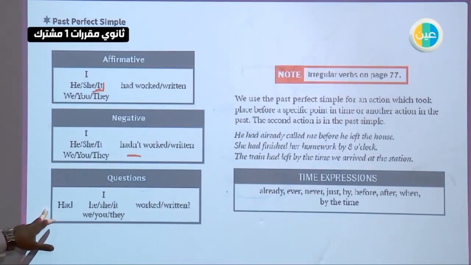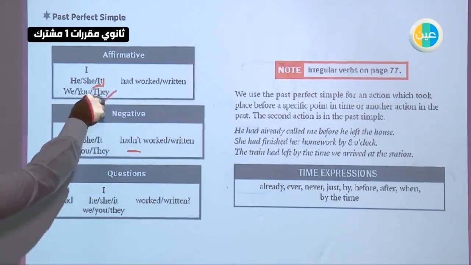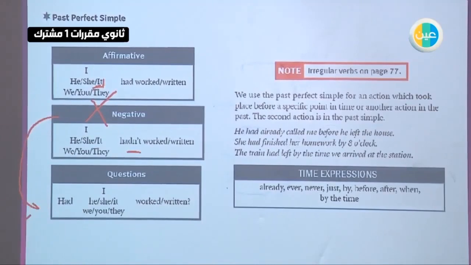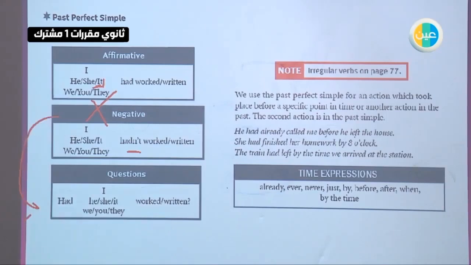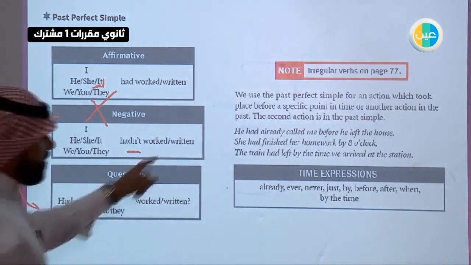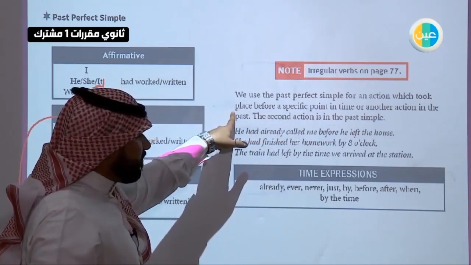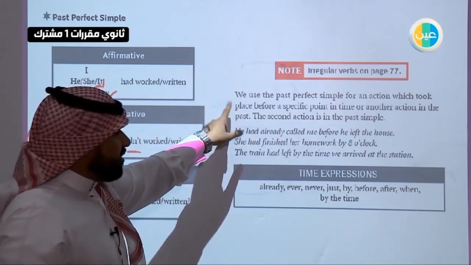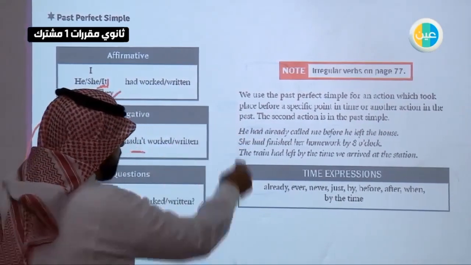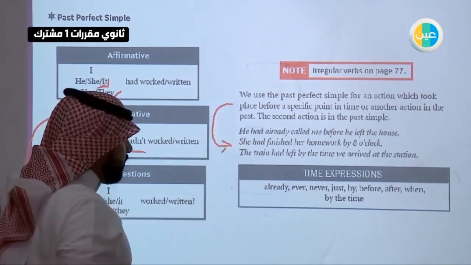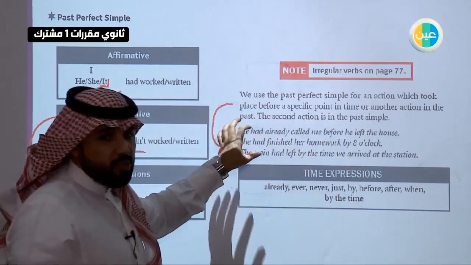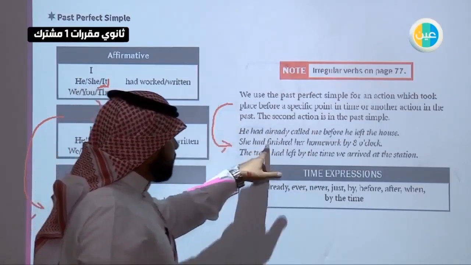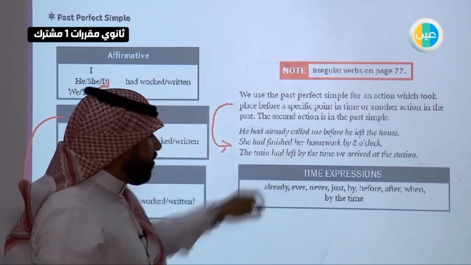And questions, for yes/no questions, we do it like this to form the question. We start with had, then the subject we want to ask about, then the V3, like worked, written, etc. We use the past perfect simple for an action which took place before a specific point in time. So this is another usage, and this is the example for it. She had finished her homework by 8 o'clock. So before 8 o'clock, the action was already finished. We just use had and then the V3 for the verb.